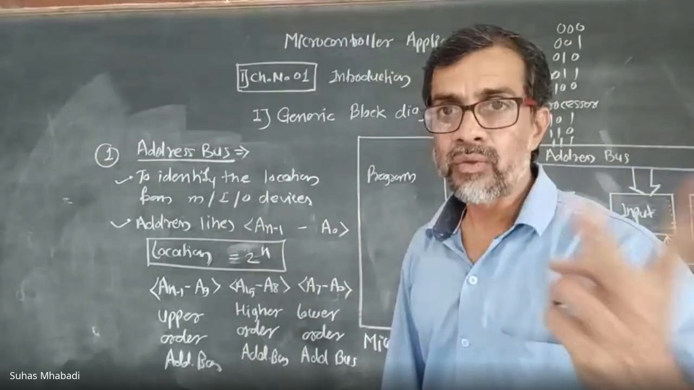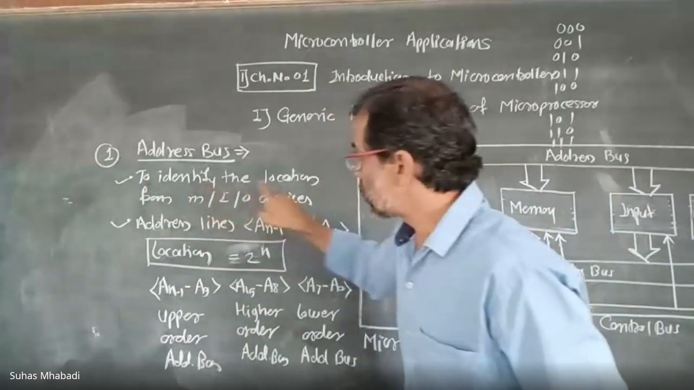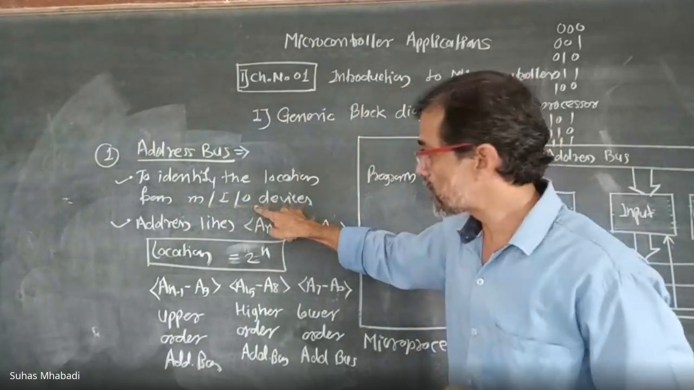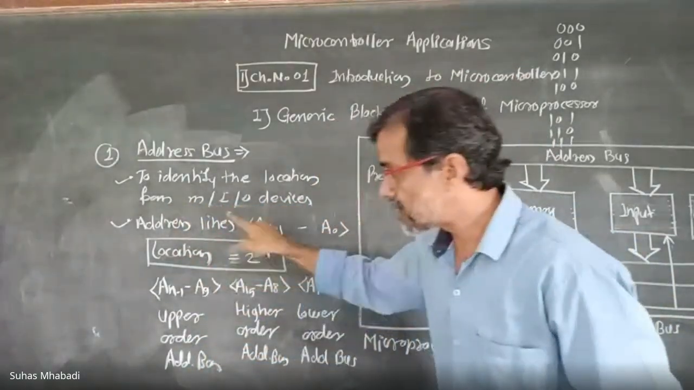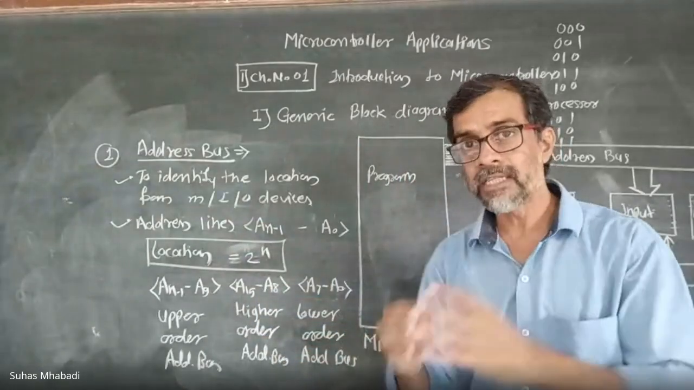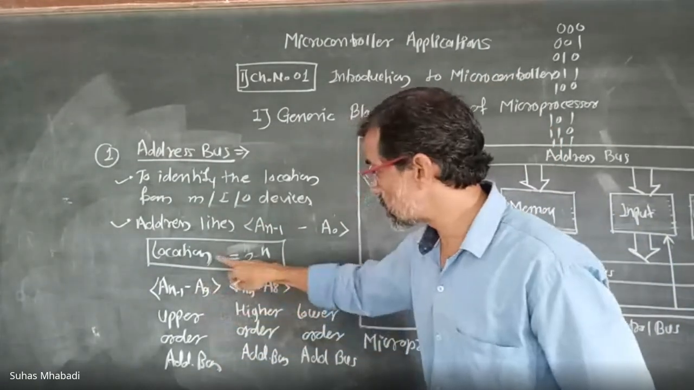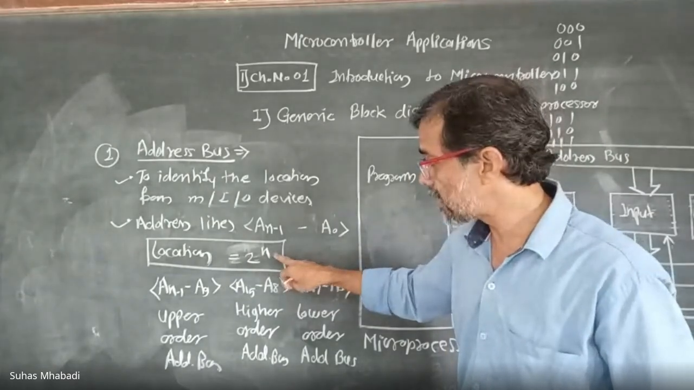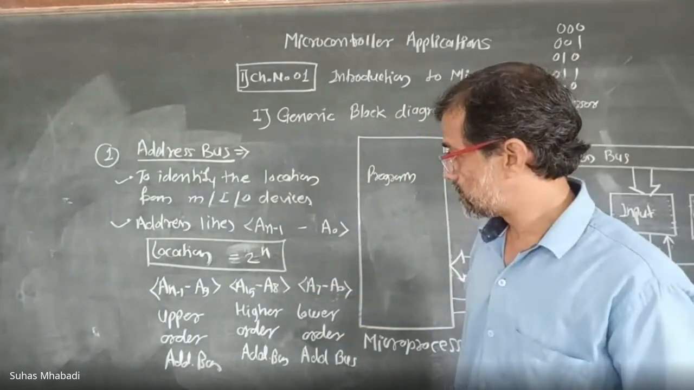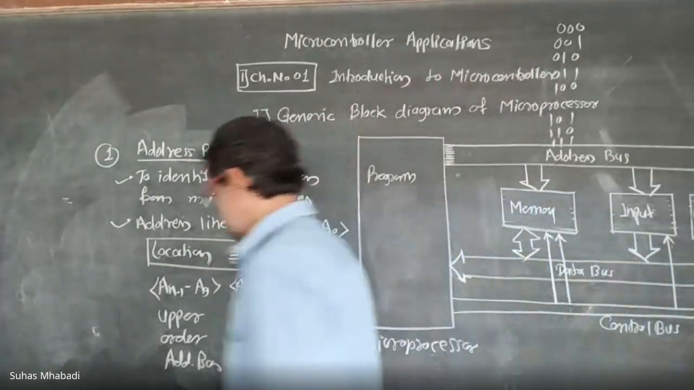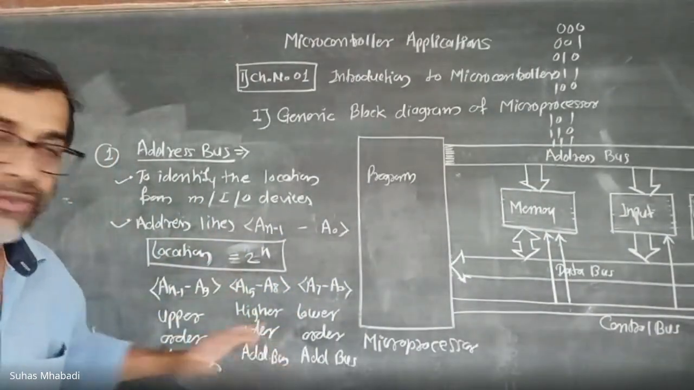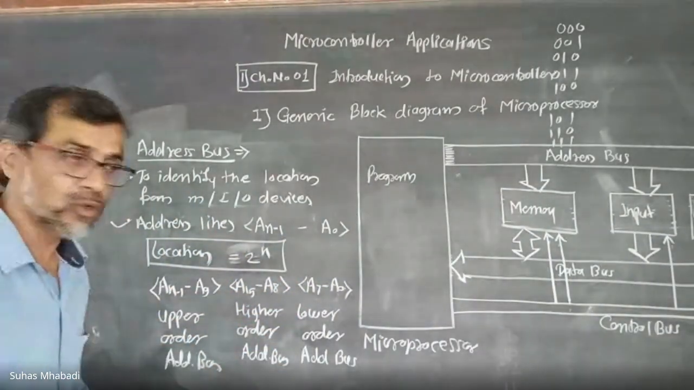So we have just seen two things to identify a location, one location at one time. Address buses are defined in this way. The maximum number of locations depends upon 2 raised to n, where n is the number of lines. Fine. So these are the points we have seen. We have to add some more points.